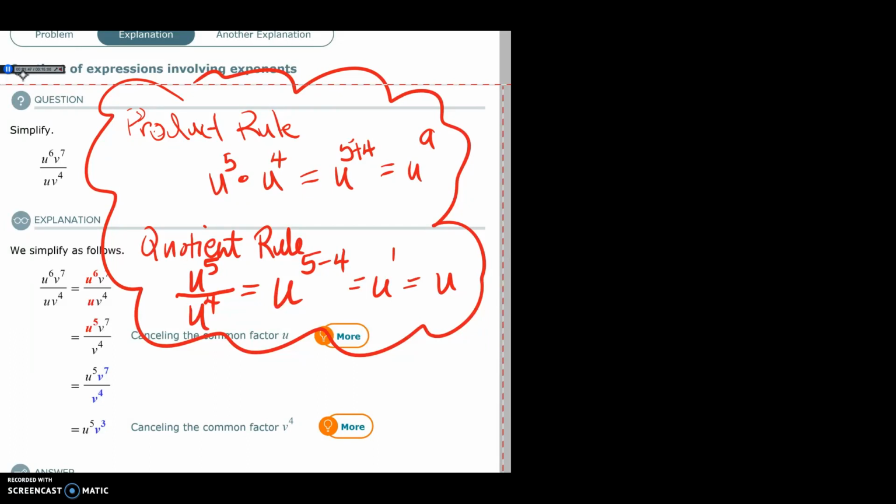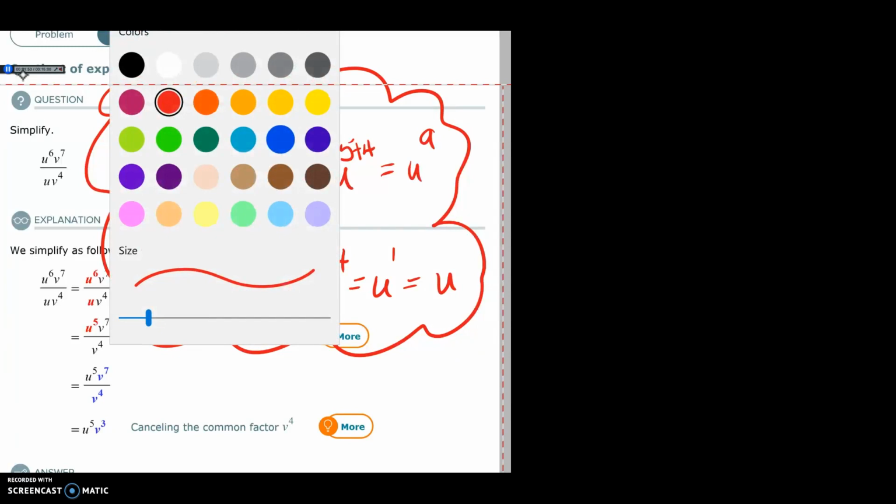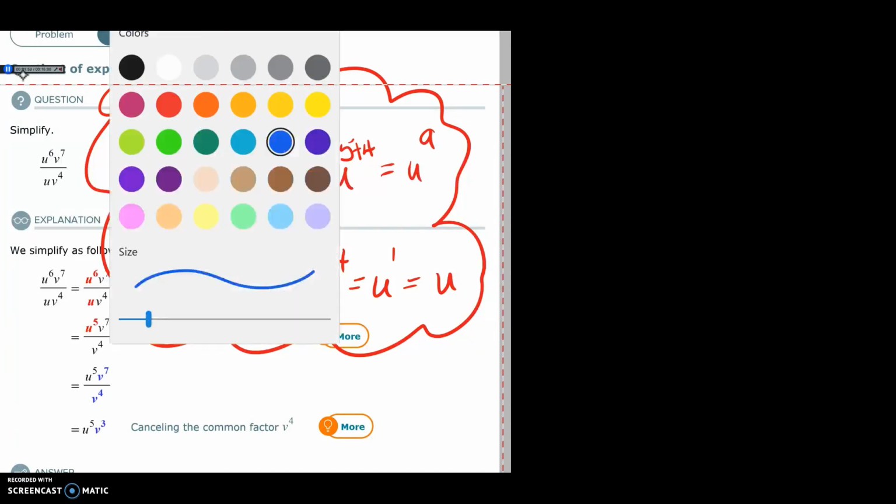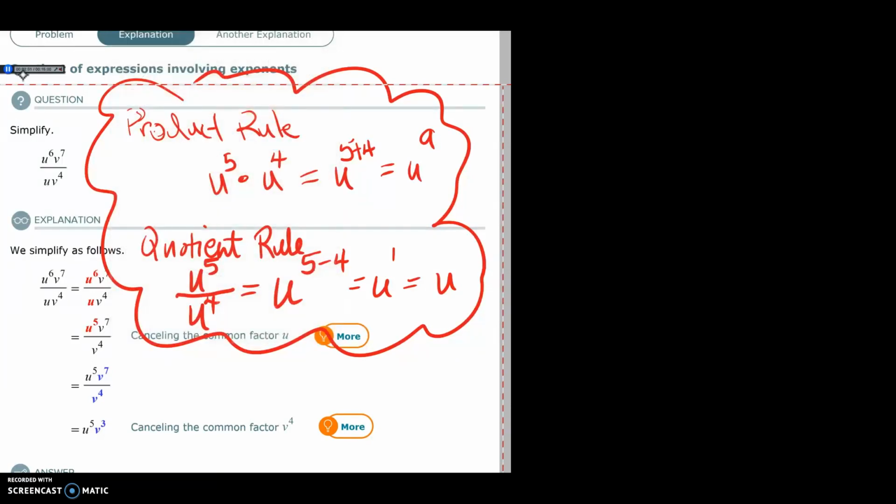But what we are using here for this one, I thought maybe if you were to write it out so you could see what happens, then you would get more adjusted to the rule. So this is kind of what I was explaining. If you have u to the 6th, v to the 7th, over u v to the 4th, if you wrote that out, that would mean u times u times u times u times u times u, because the power is 6, so that means there's 6 u's, and then in the denominator you would have a u.